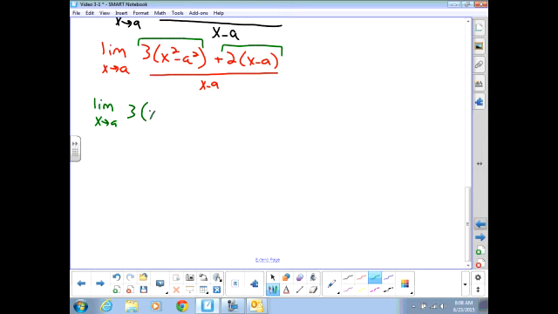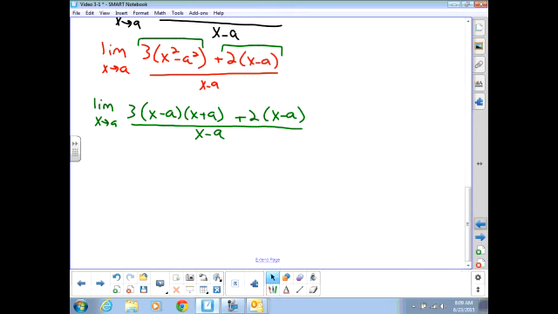X squared minus a squared is really just x minus a times x plus a, our difference of two perfect squares. And now each term has an x minus a. So the x minus a in the denominator can divide out each of the ones in the numerator. And that'll leave us with the limit as x approaches a of 3 times x plus a plus 2.